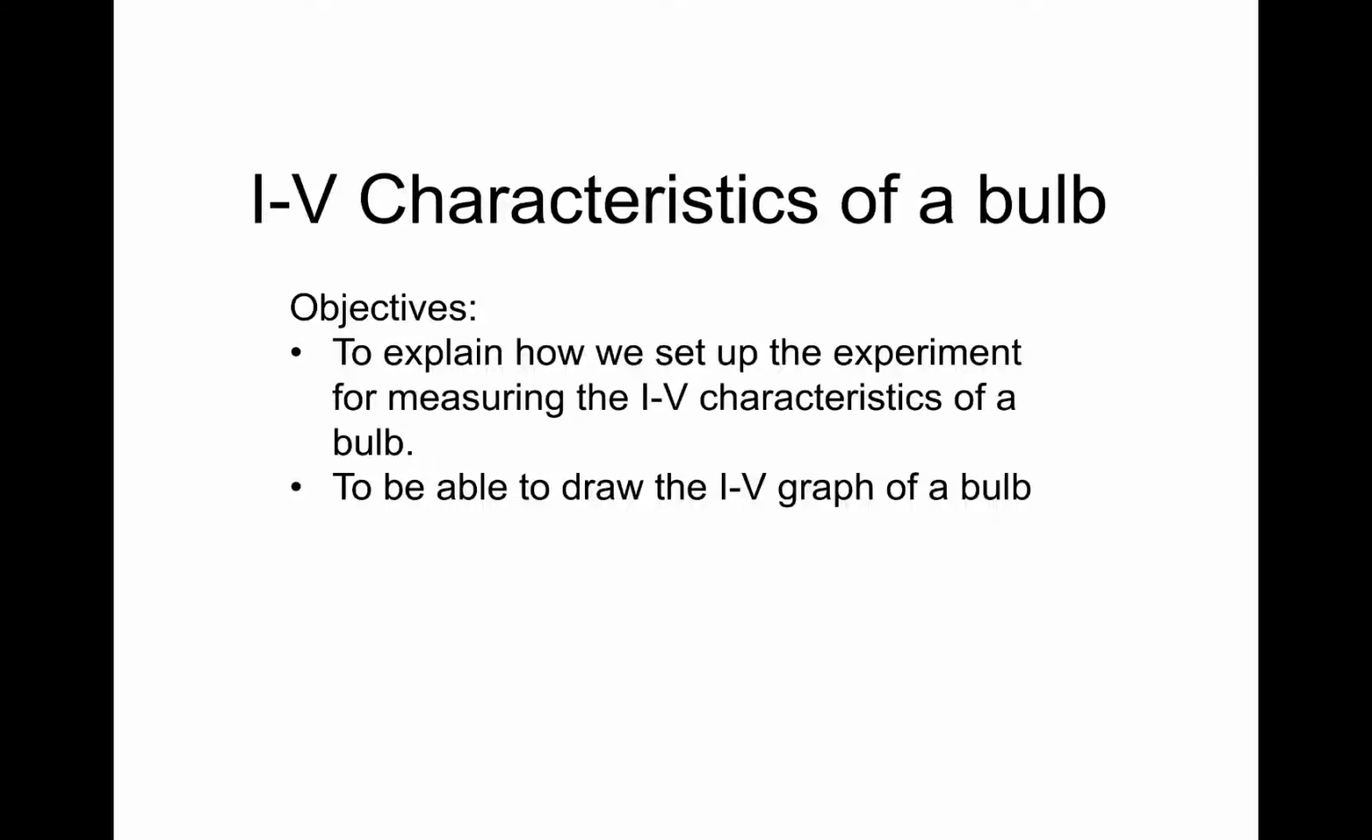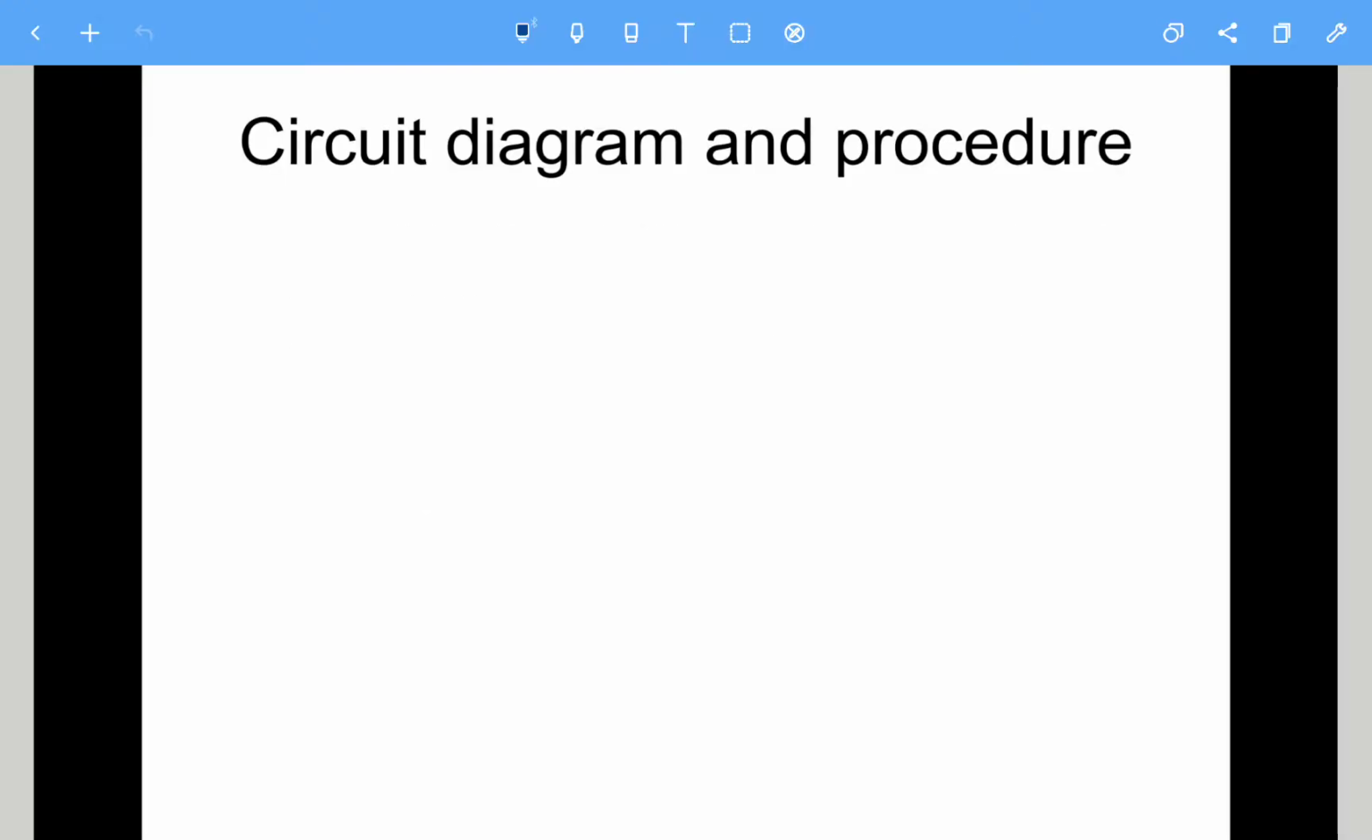This is GCSE Electricity Lesson 5, and this is the IV characteristics of a bulb, or filament lamp. So the objectives are to explain how we set up the experiment for measuring the IV characteristics of a bulb, and be able to draw the IV graph of a bulb as well. So first of all, I'll talk about the circuit setup.